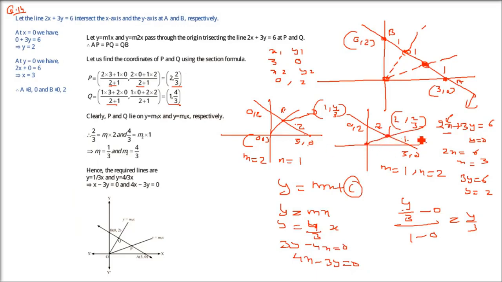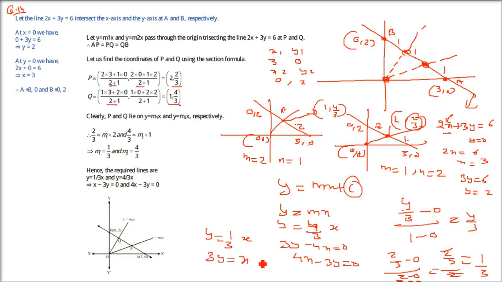Now the second equation. What is m? 0, 0 is there. y2 minus y1 by x2 minus x1. 2 by 3 minus 0 by 2 minus 0. So 2 by 3 by 2, 2 gets cancelled. It will be 1 by 3. And c is 0 again. So y is mx. m is 1 by 3, so y equals x by 3. So 3y equals x, or you can say x minus 3y equals 0. So this is the other equation. These are the two equations.